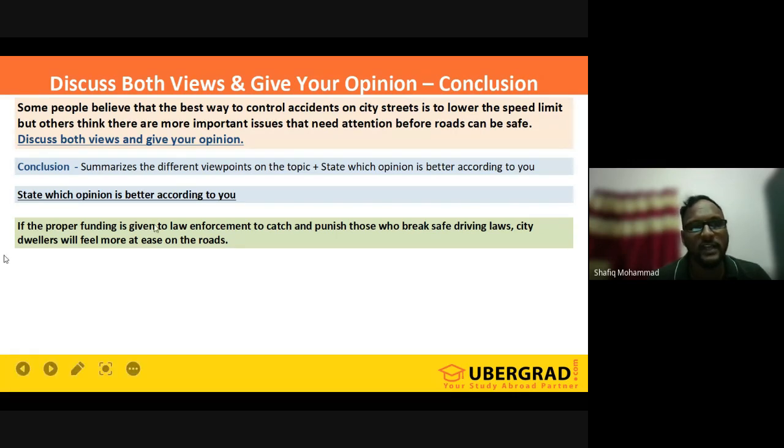"If the proper funding is given to law enforcement to catch and punish those who break safe driving laws, then city dwellers will feel more at ease on the roads." So when government steps in and the offenders get punished, right? It shows them that this is what happens when you break the law, break the signals and do not follow proper driving skills and etiquettes. If there is a serious punishment shown, definitely people will be aware of things, right? People will be at ease. It is good and safe to go on a road.